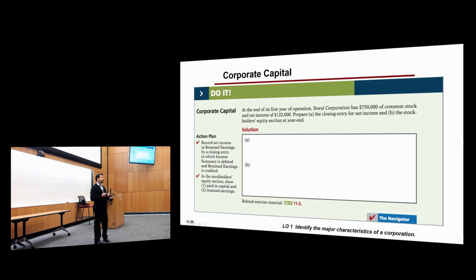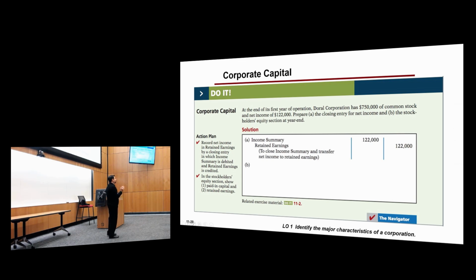Yes, Imran. It usually goes to income summary. Income summary and retained earnings, right? So we debit income summary and we credit retained earnings. This is how we close net income to retained earnings. This is the part that will go on the retained earnings part of the stockholders' equity section on the balance sheet. The company also had common stock of 750,000.